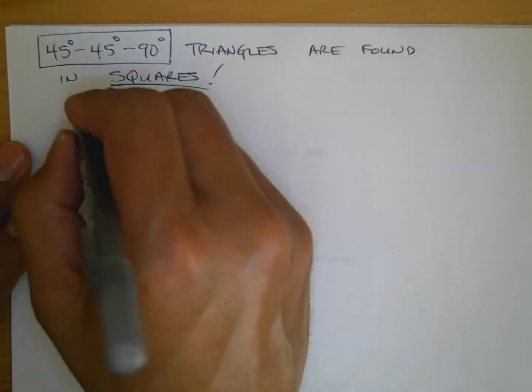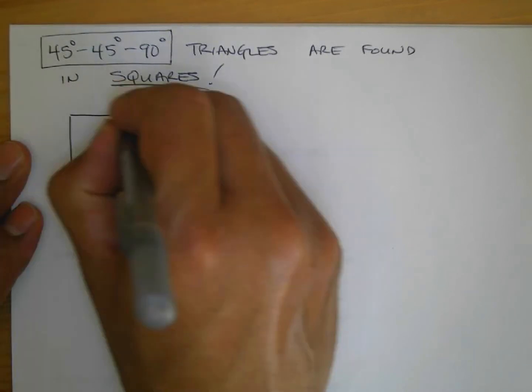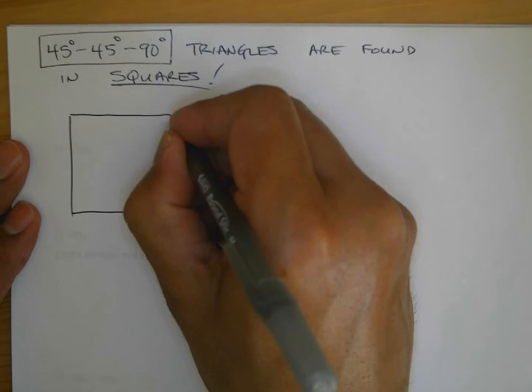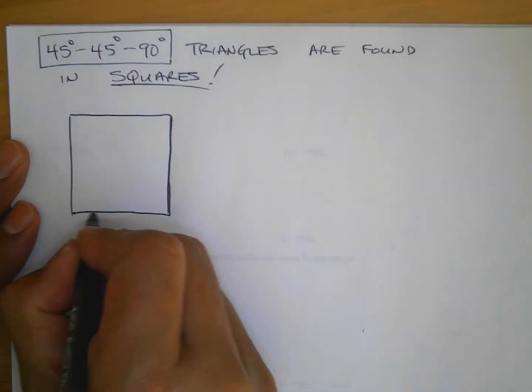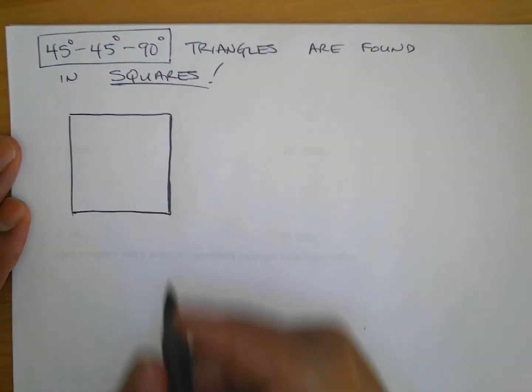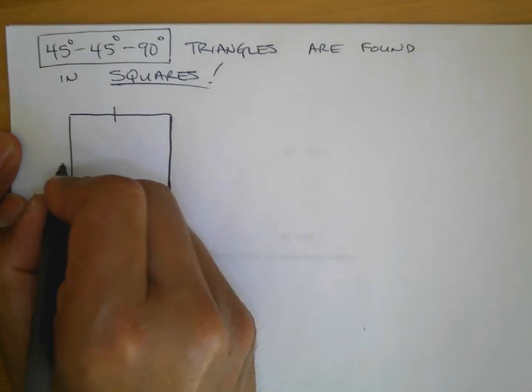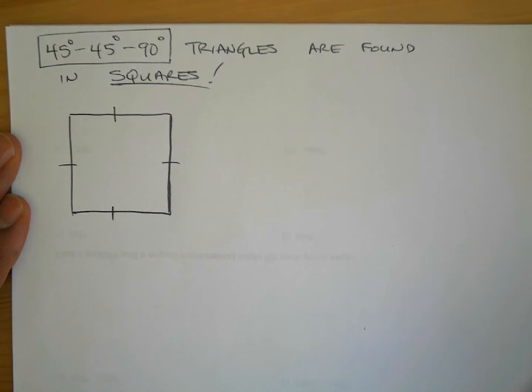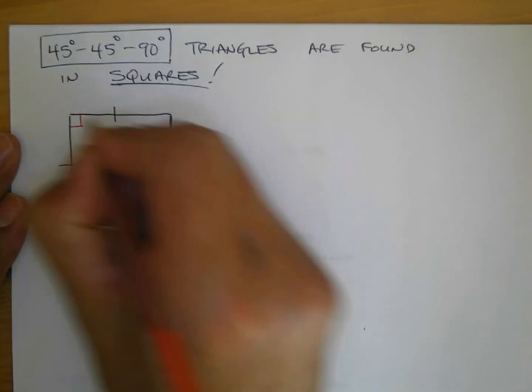If I draw a square here, we know a square is a perfect four-sided geometric shape. It's a perfect quadrilateral. All these sides are exactly congruent, we know that about a square. And we know all the angles are 90 degrees.